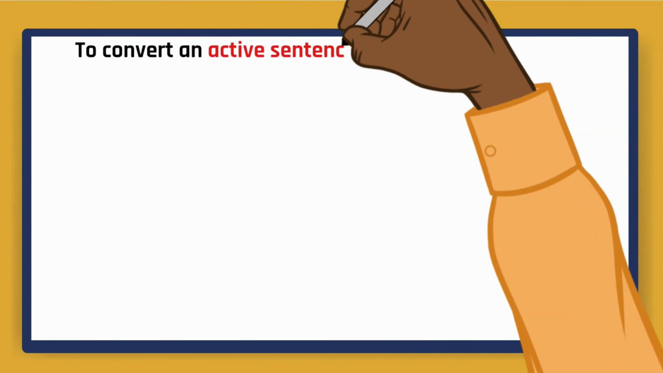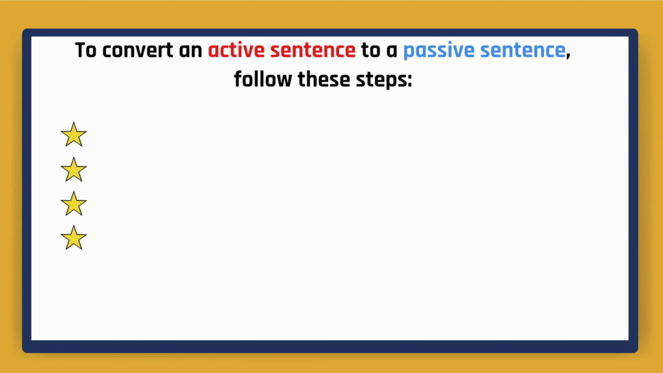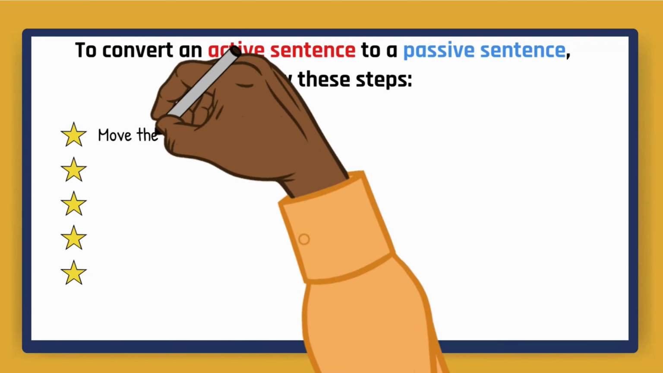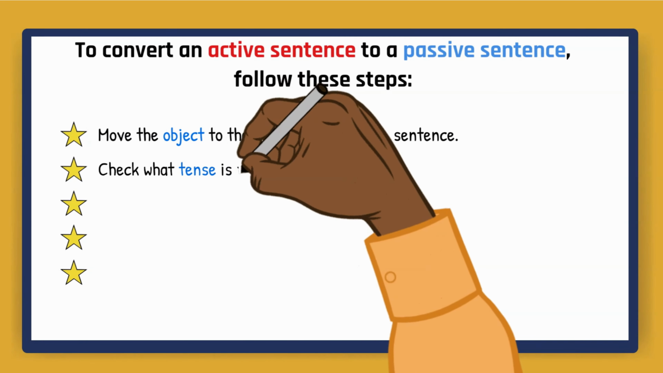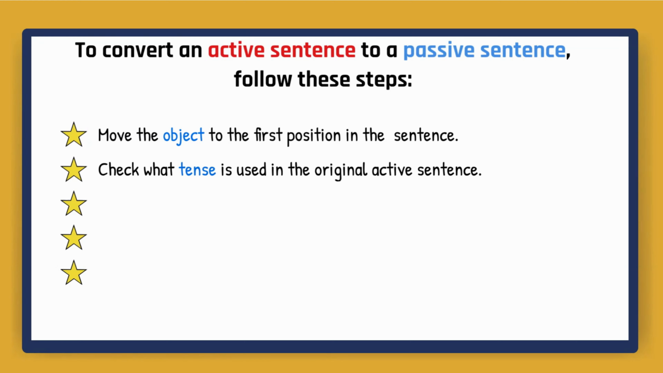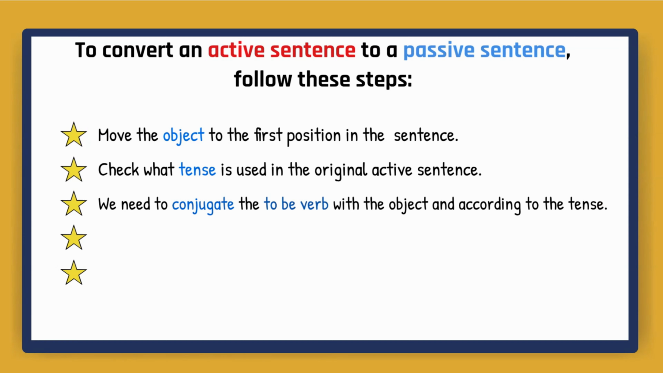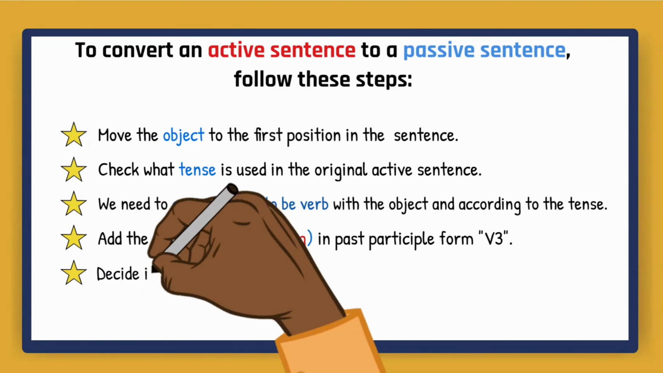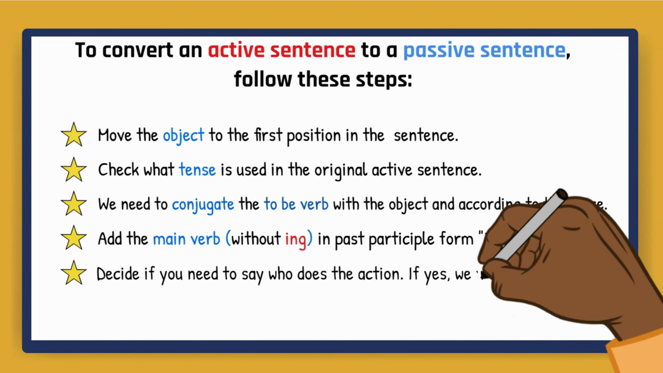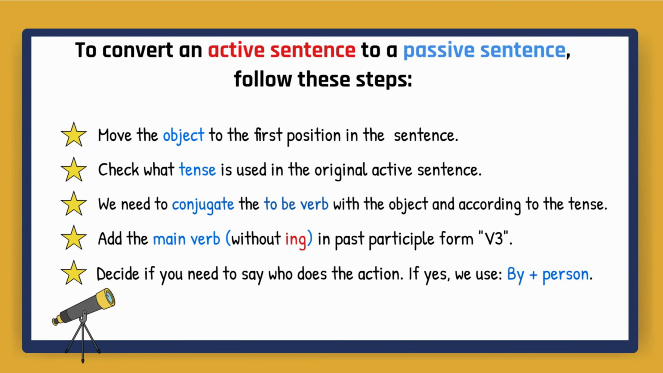To convert an active sentence to a passive sentence, follow these steps. Move the object to the first position in the sentence. Check what tense is used in the original active sentence. We need to conjugate the to be verb with the object and according to the tense. Add the main verb in past participle form. Decide if you need to say who does the action. If yes, we use by plus person.